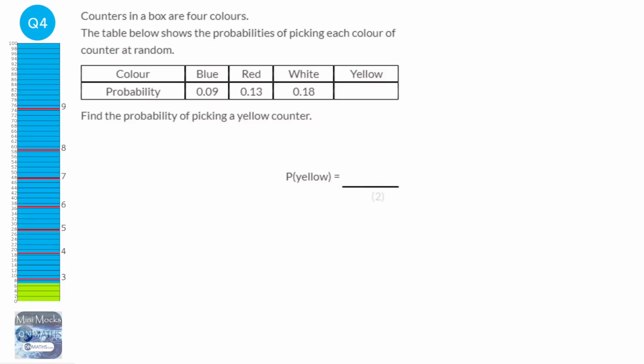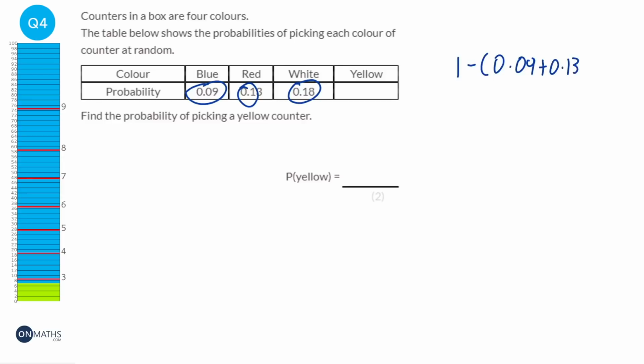All probabilities have to add up to 1. So what I'm going to do is I'm going to take away these probabilities away from 1. So we're going to do 1 take away 0.09 plus 0.13 plus 0.18. And so that's going to be 0.4. 1 take away 0.4 is 0.6.